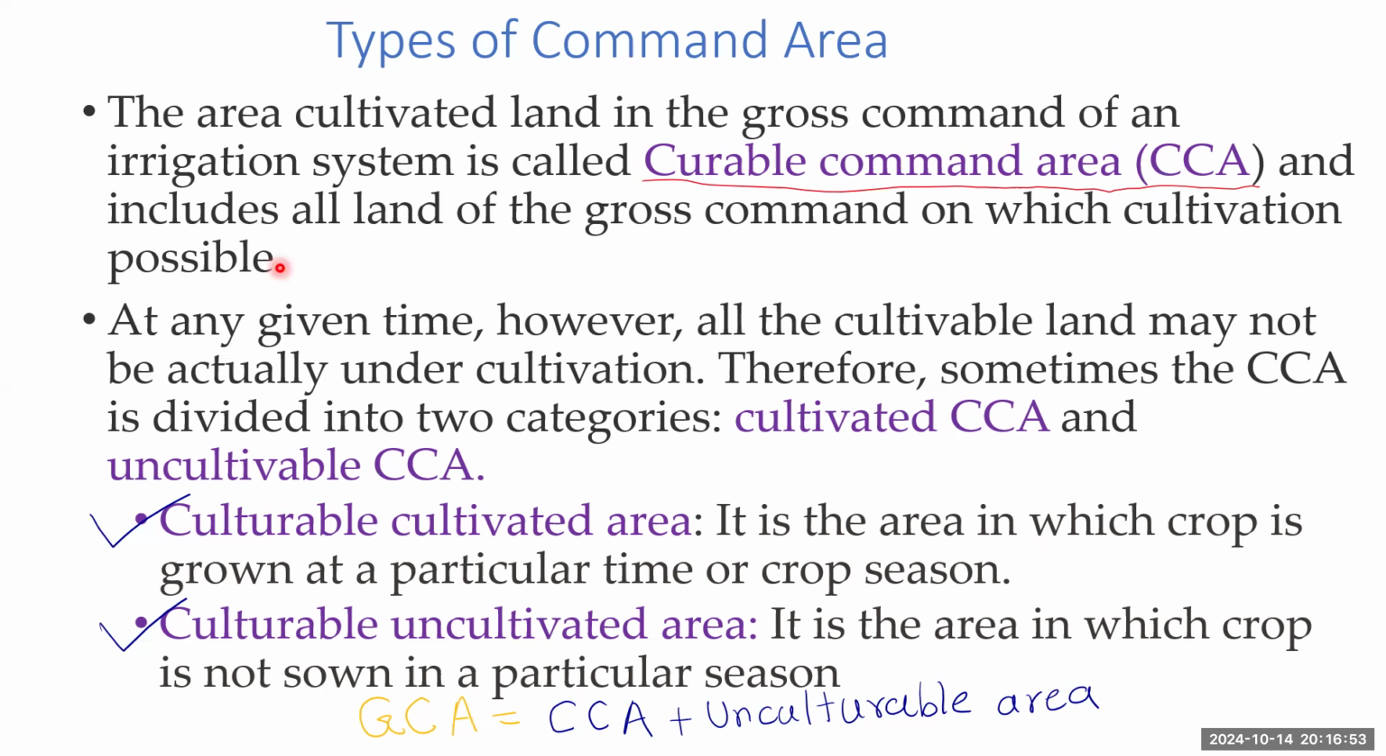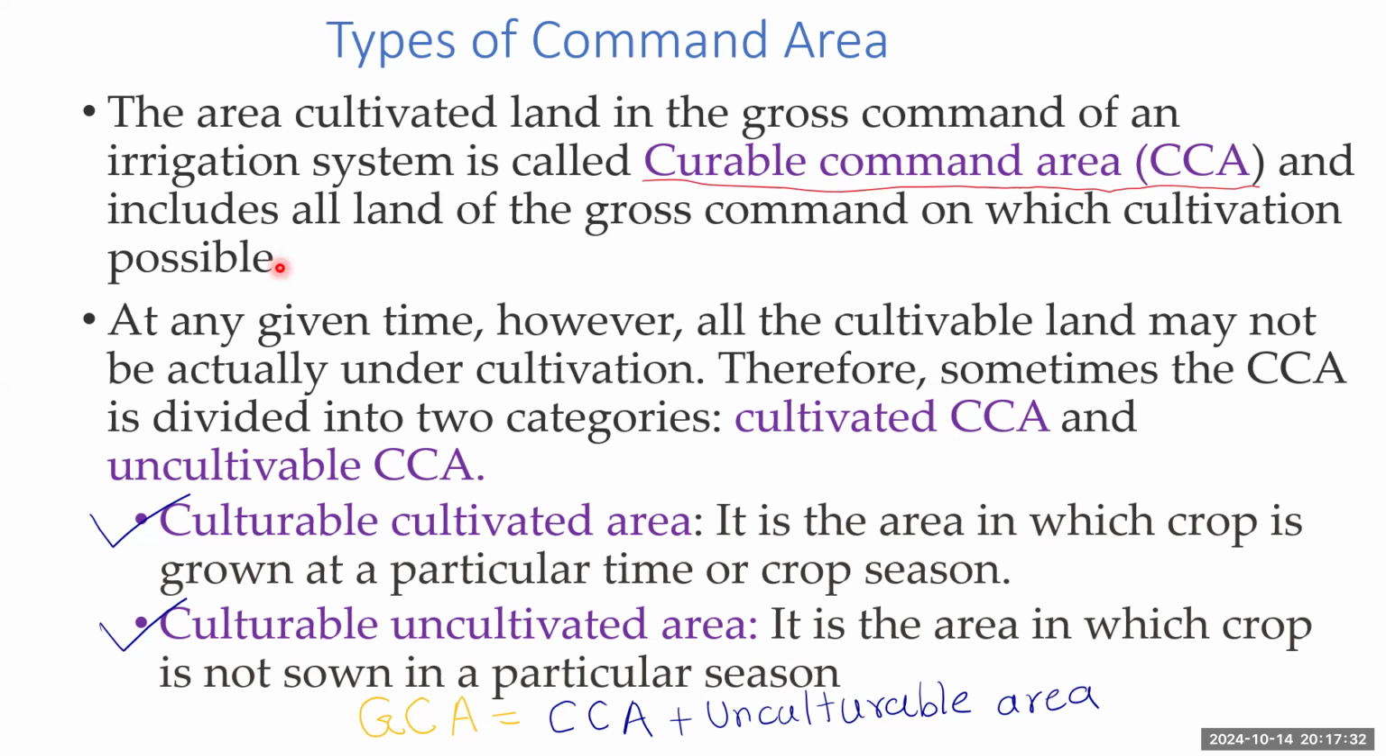And what is culturable uncultivated area? It is the area in which crop is not sown in a particular season. So that area is kept empty. That is called a culturable but uncultivated area. And culturable cultivated means the area on which the crops can be grown and the crops are cultivated there. So that is the difference between culturable cultivated area and culturable uncultivated area.